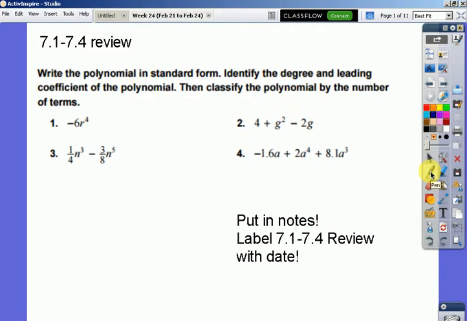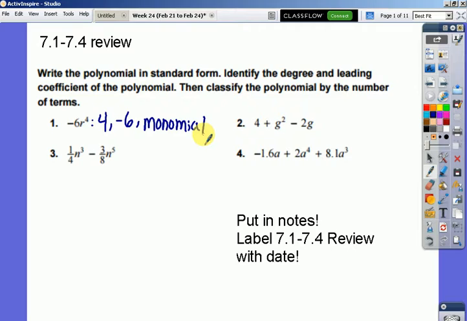So on an exam, we just say it's degree 4. Leading coefficient is -6. Classify the polynomial by the number of terms. It is a monomial. And if this were a function like y equals or s equals, then it would be a quartic.